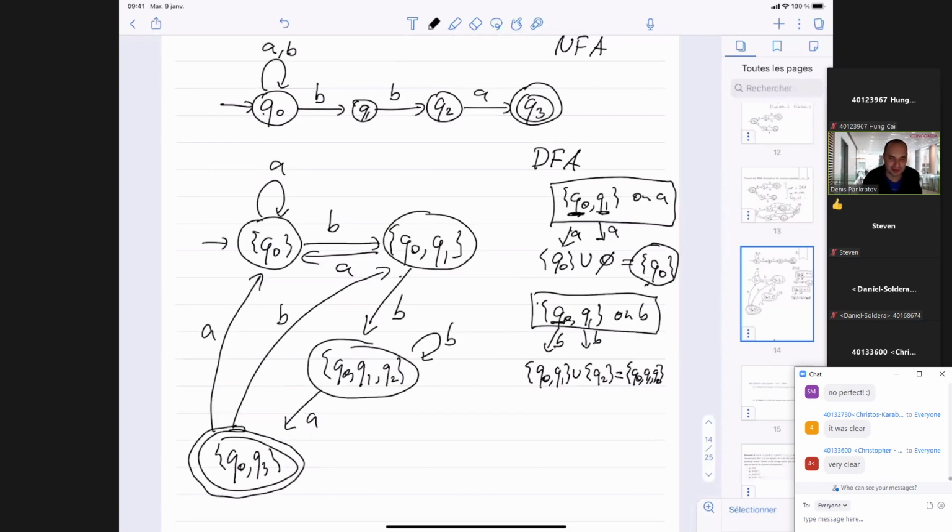Okay, I'm glad to hear that it was clear. And then when you design the final DFA, you can spend a minute just thinking, does it accept the same language? Because it should accept exactly the same language. The construction shouldn't modify the language.